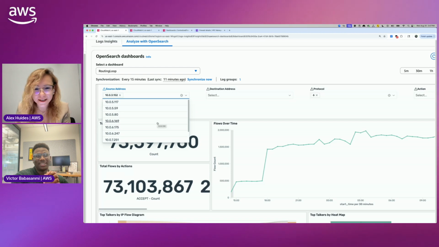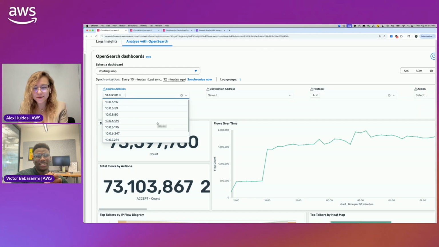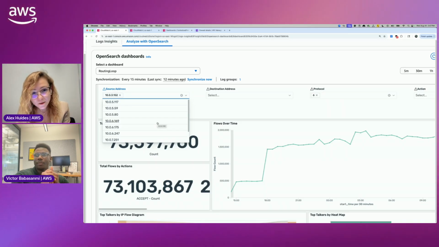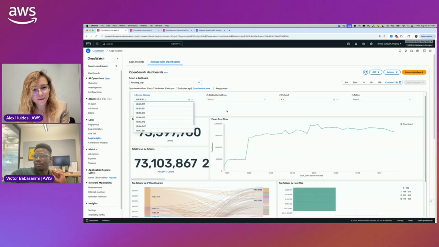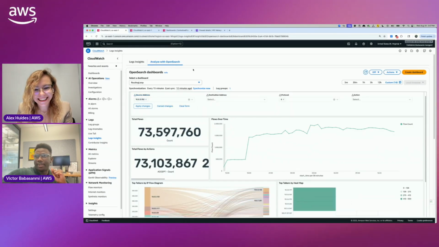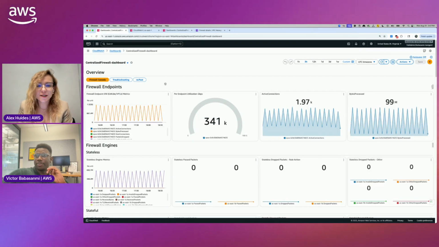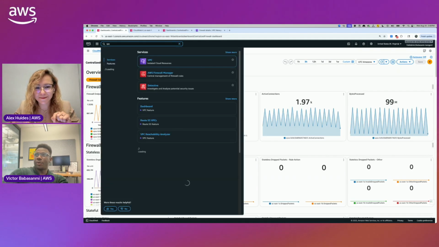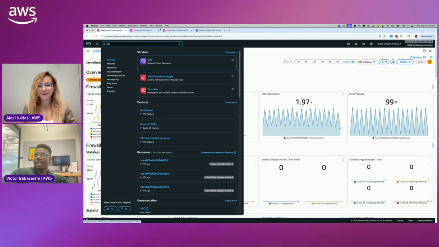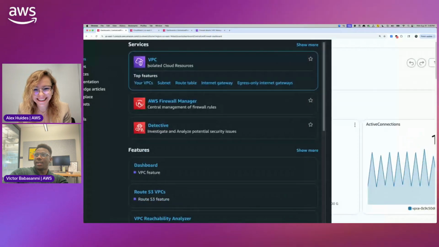We have around 13 minutes left of the session, so we looked at flow logs. We're now looking at the default flow logs dashboard in CloudWatch using OpenSearch. What else do we have on the menu for today, Victor? All right, let's move to network firewall. Nice. So here is. Can you do a command plus? Maybe two command pluses to get it a bit more zoomed in. Yeah.